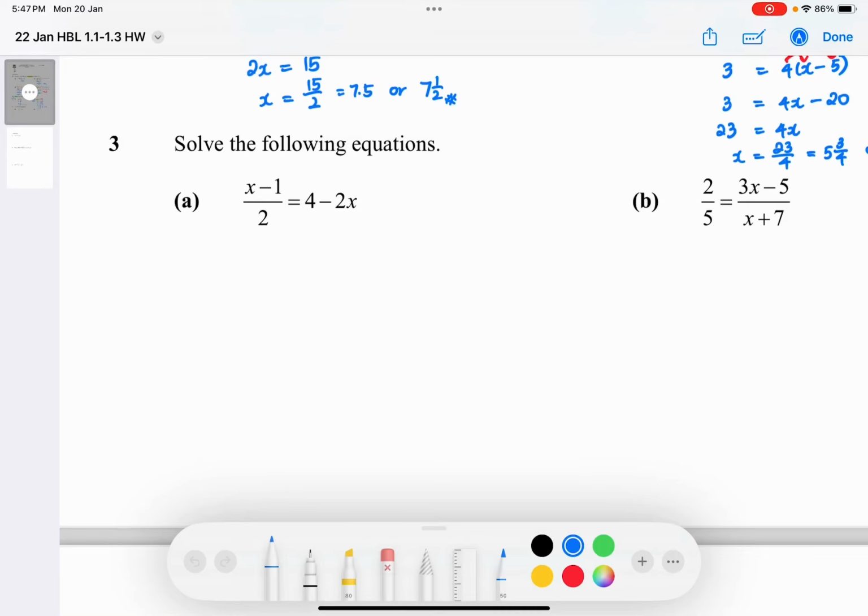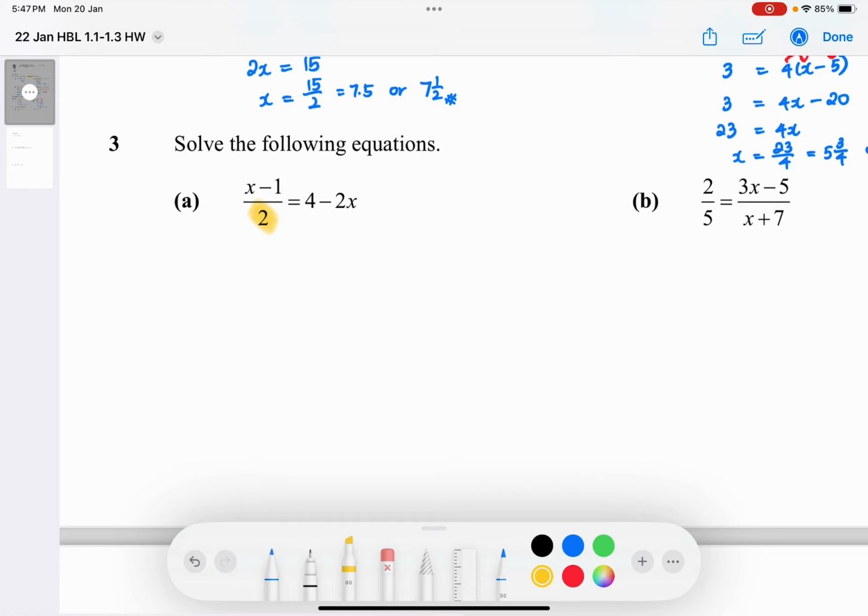Now I'll continue with question 3 of the worksheet. So for question 3, part A specifically, this is actually under chapter 1.2, which is to solve equations having fractional coefficient. Okay, so don't be surprised, the concept is the same. You just have to notice that the denominator is 2.